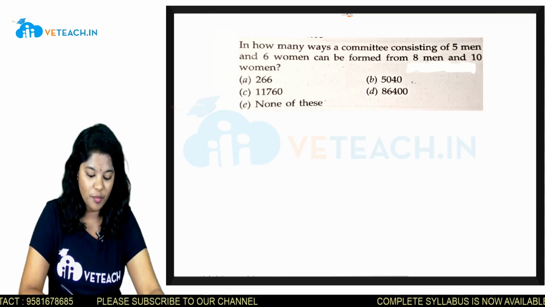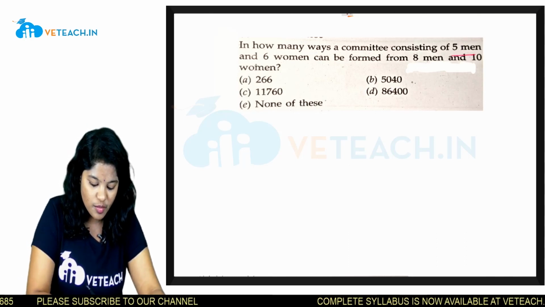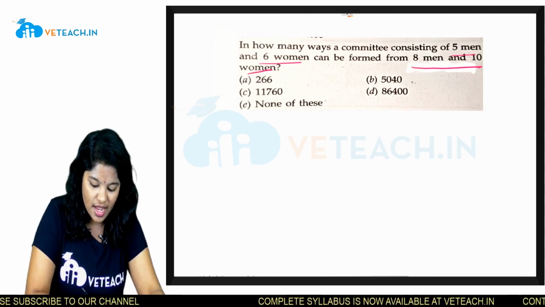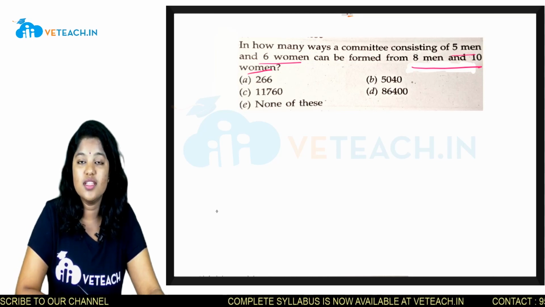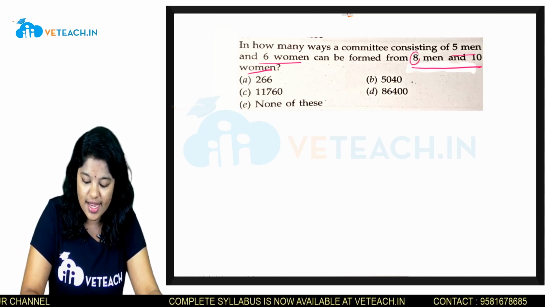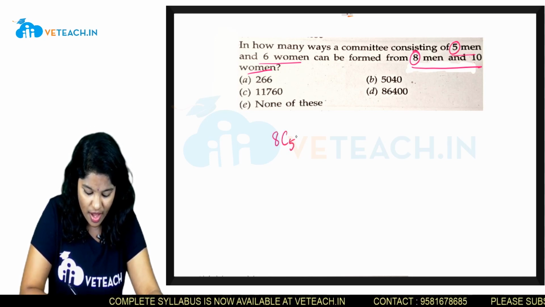See the next problem. In how many ways can a committee consisting of 5 men and 6 women be formed from 8 men and 10 women? So total there are 8 men and 10 women. From these 8 men we should select 5 men. So it will be 8C5.